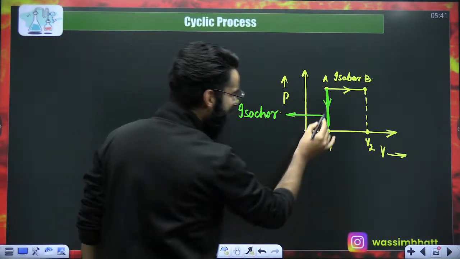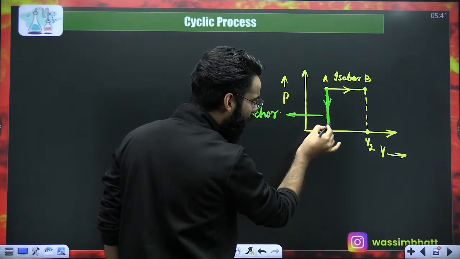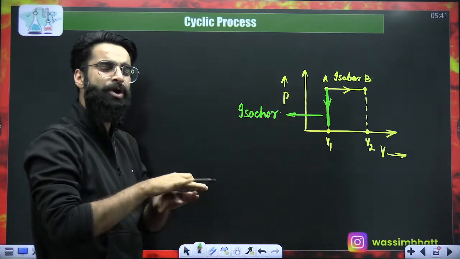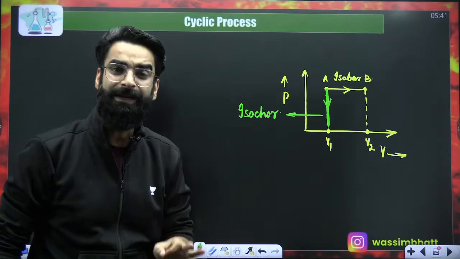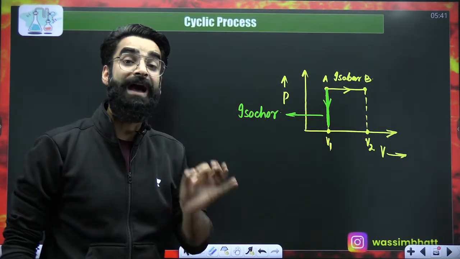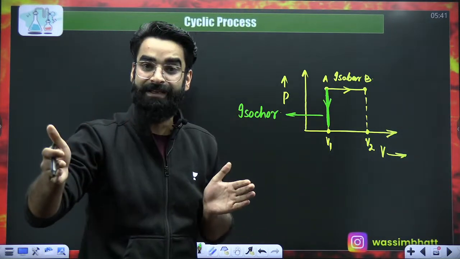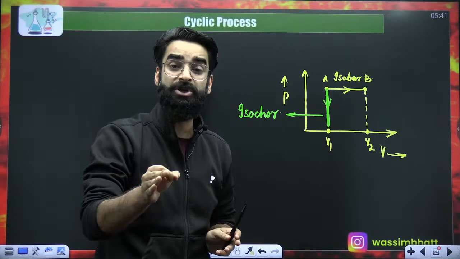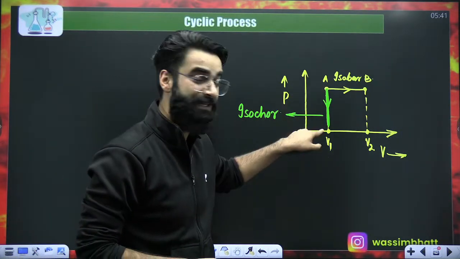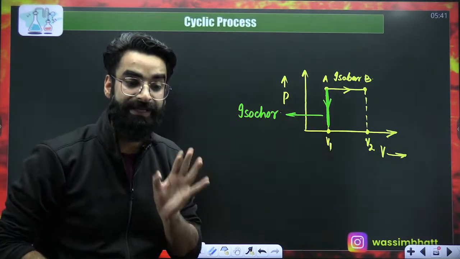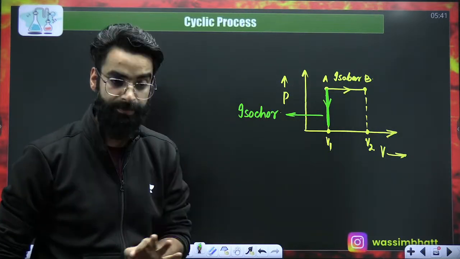Perfect. Take any point on this graph. At every point on this graph, the volume of the gas is remaining constant. The volume of the gas is not changing. So this particular line is simply telling you that the gas is undergoing an isochoric process. That means you are changing the state of the gas, but you are making sure the volume of the gas does not change. Perfect. So this line represents an isochoric process.